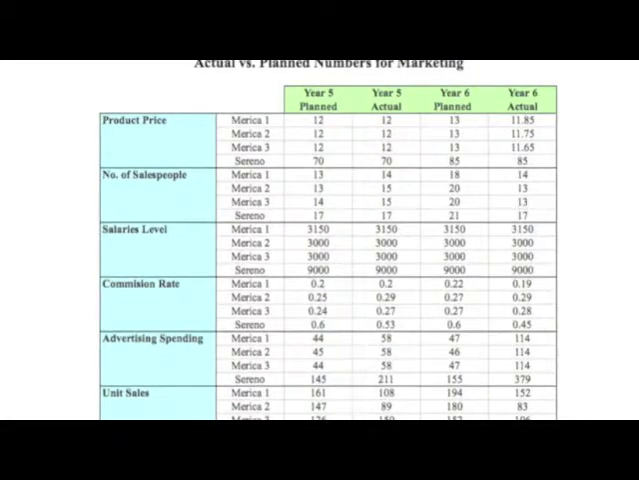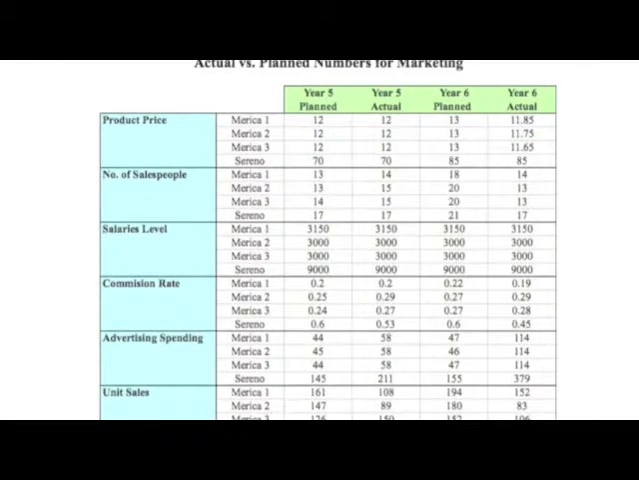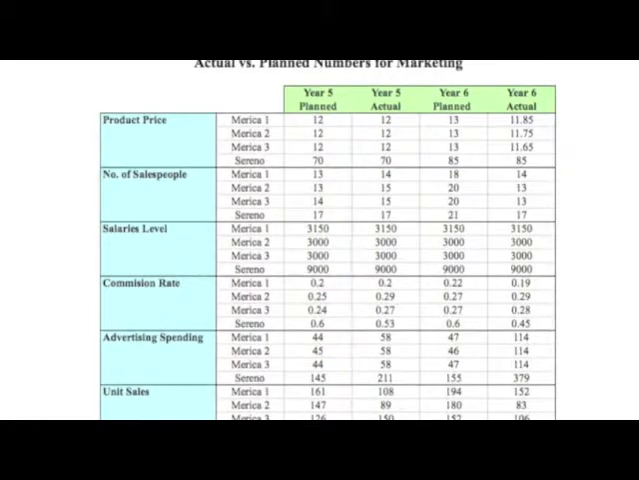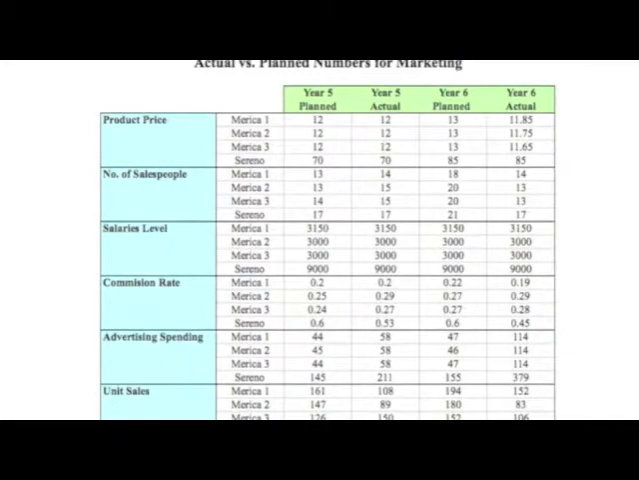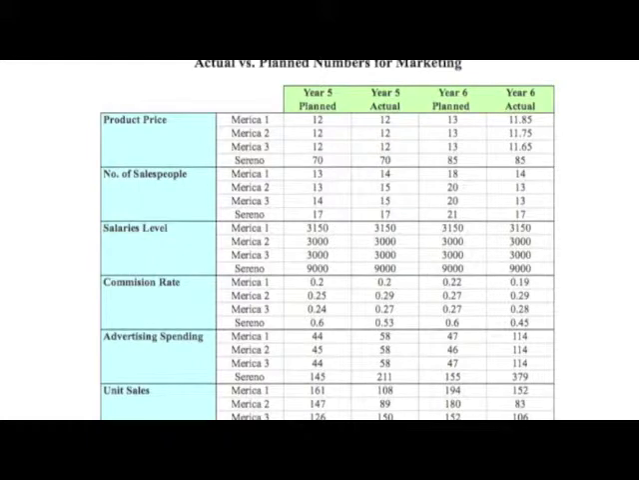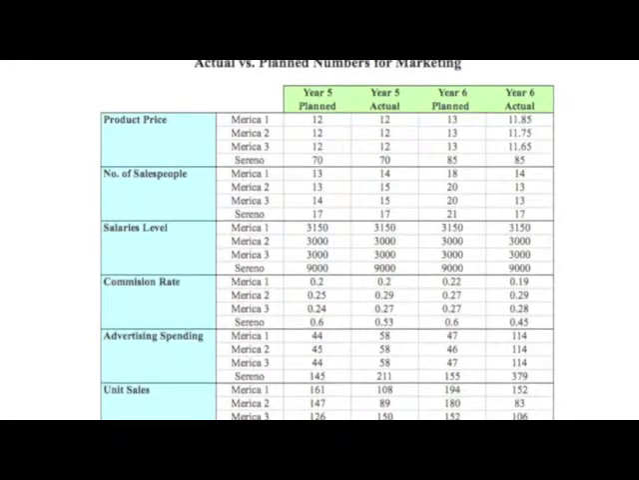Now, as far as the salary levels go, there's not much to say on that, but our salary levels were on target for year 5 and 6. Nothing changed. For the commission rate, our actual commission rate was lower in year 6 due to the fact that the production was mainly in Sereno. And even though it was lowered by just a bit, we still produced great products.